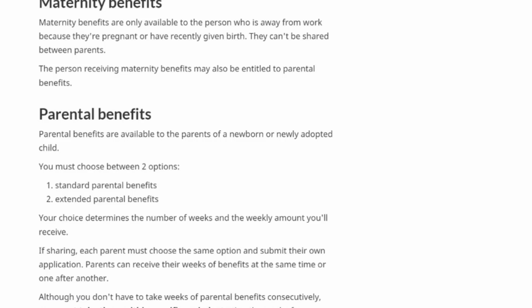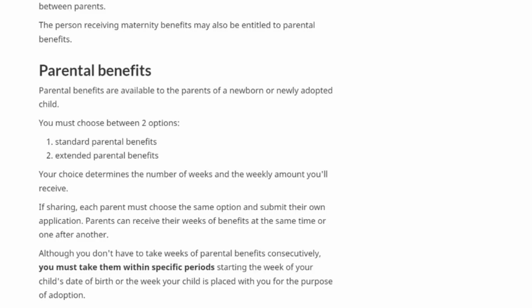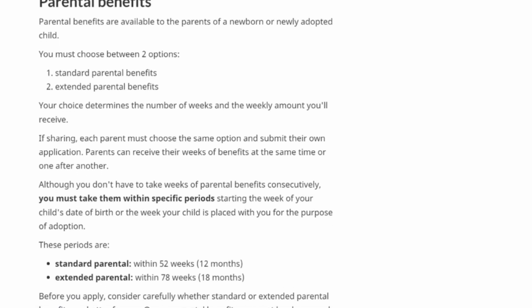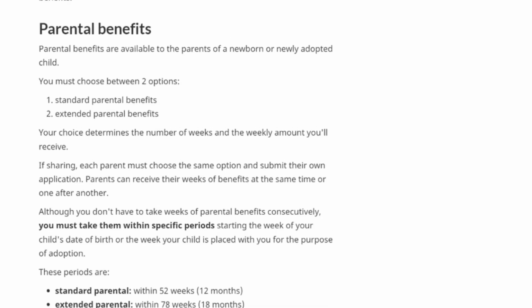Now let's understand parental benefits. Parental benefits are available to the parents of a newborn or newly adopted child. You must choose between two options: standard parental benefits or extended parental benefits. Your choice determines the number of weeks and the weekly amount you'll receive. If sharing, each parent must choose the same option and submit their own application. Parents can receive their weeks of benefits at the same time or one after another.